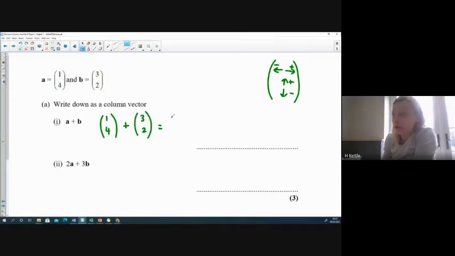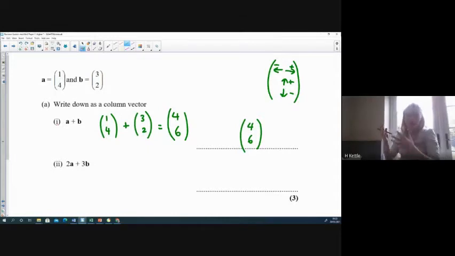So we know that in total, how much would we have gone across? Well, we've gone 4 across in total. And we've also gone 4 up on vector A, and we've gone 2 up on vector B. So overall, we've gone 6 up. So my answer for A add B, the resultant, the vector that we would go if we were doing both of them, is (4, 6), 4 across and 6 up.